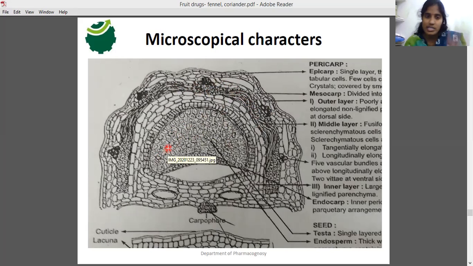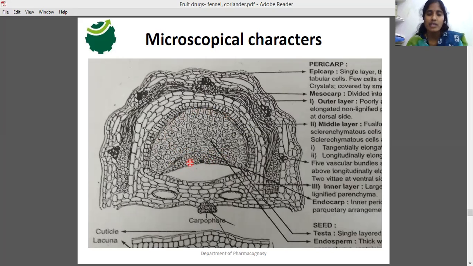Before discussing that, we have to know about the endocarp. Here also it is the same. The endocarp is made up of parquet cells, that is parallel cells which are arranged in different directions. It also has a parquetry arrangement, same as fennel. This entire part here is the endocarp layer. Below the endocarp, you can see one layer, one line of cells, which is called the testa. The testa is made up of single-lined yellowish brown colored cells, right? And the testa is nothing but the seed coat, and this part is the raphe.